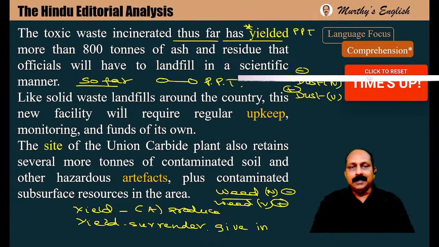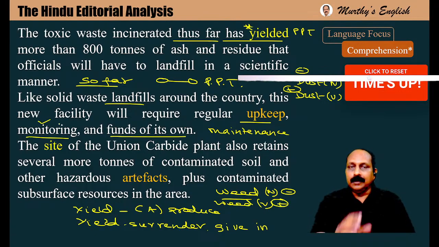Now coming to the second sentence: like solid waste landfills around the country, this new facility will require regular upkeep, monitoring, and funds of its own. First, they have to incinerate, then they have to take it to landfill. And across the country, we have a lot of landfills. Like any other landfill, they have to maintain the landfills. Three things are required here. This new facility will demand one, regular upkeep, means what? Regular maintenance. Second, monitoring. They have to keep monitoring. And third, funds of its own, obviously.